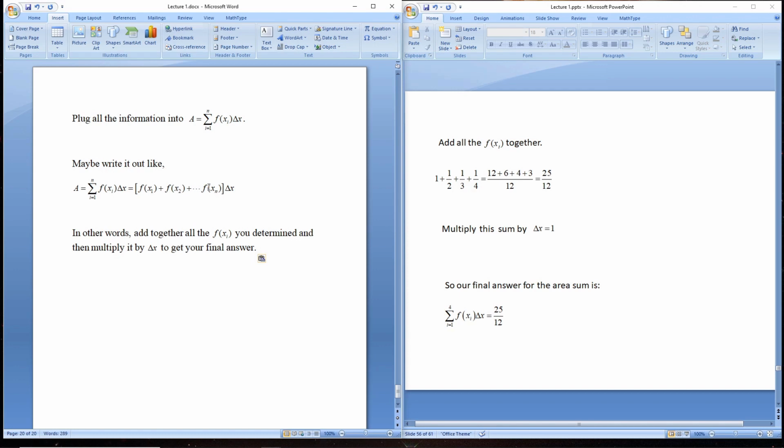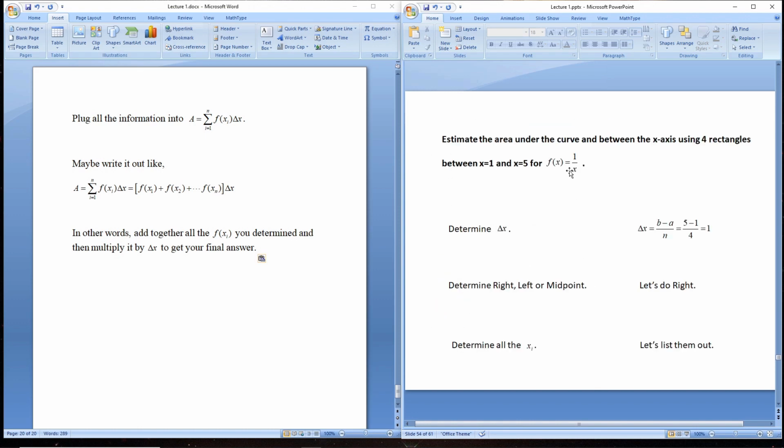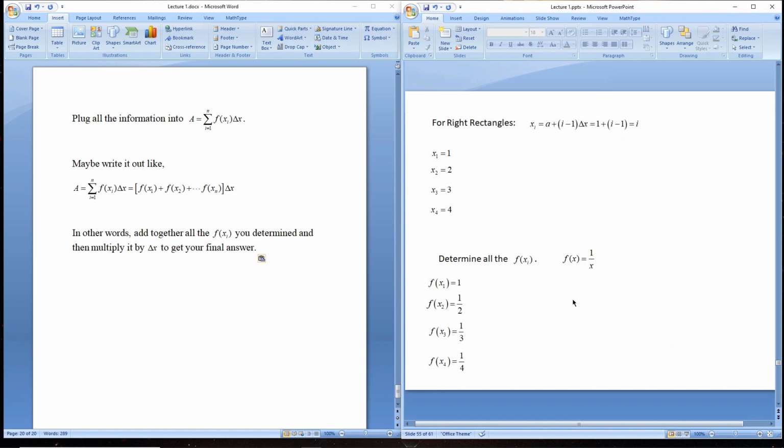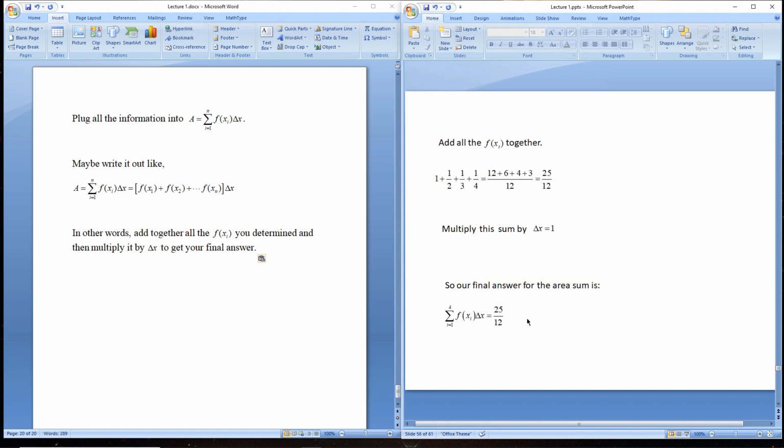Once we sum all the heights together, we just multiply by delta x. For this particular problem, delta x is 1. So we have 25 twelfths times 1, which is 25 twelfths. And that is our answer for the function 1 over x from 1 to 5 using 4 rectangles. Our estimate for the area under the curve is 25 twelfths, just a little bit greater than 2.